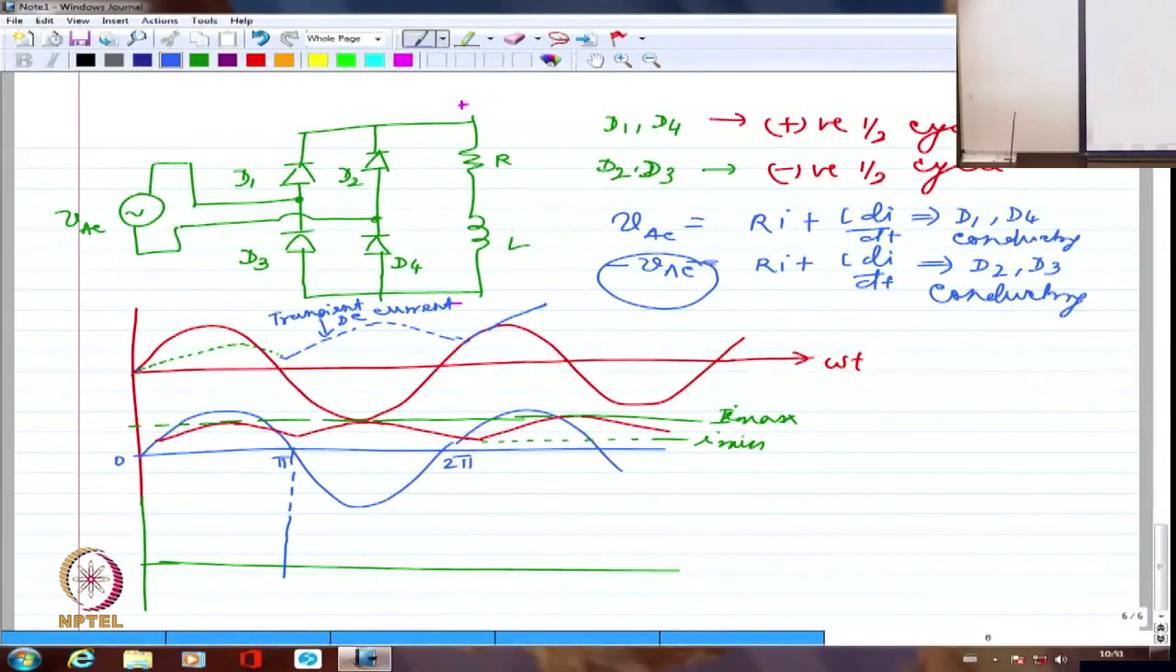So, whenever D1 and D4 are conducting, I will have probably positive half cycle current. And whenever I'm going to have the other half, I told you that it can still decrease. So, that small decrease I am showing here. The current could decrease because the inductance might have to pitch in. So, this is the way it is going to be.